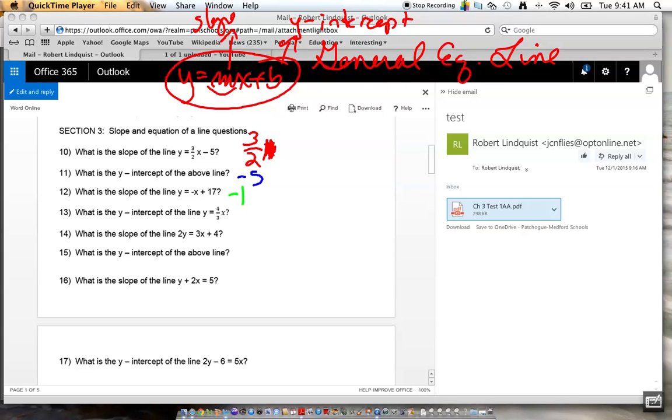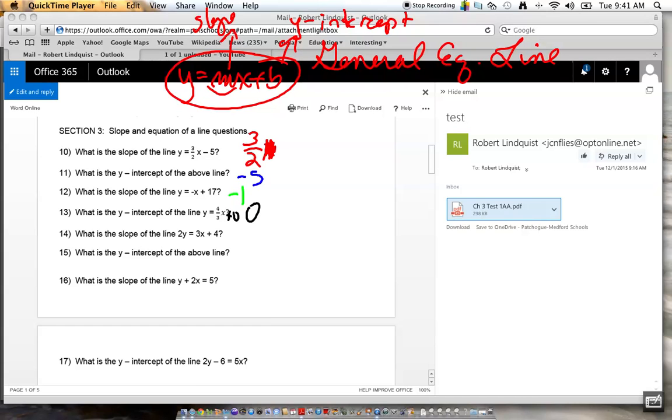It's the number in front of the X. And when I don't bother writing a number in front of the X, what is it? It's a 1. And then, what's the y-intercept of y equals 4/3 x? What's the y-intercept? 0 it is. Because there's nothing after this, it's as if it says plus 0. So 0 is the correct answer.